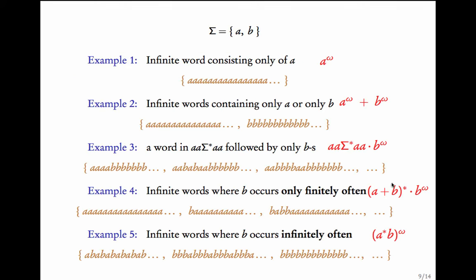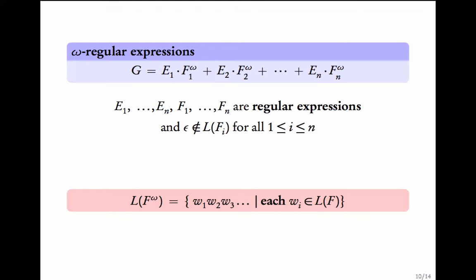So here B per omega was simple, and we saw A star B. So A star B consists of all words B, AB, AAB, AAAB, and so on. And how do you form the language of A star B per omega? You take some word in A star B, concatenate it with some other word in A star B or the same word, again concatenate it with some word in A star B, and so on. Let us see some more examples.